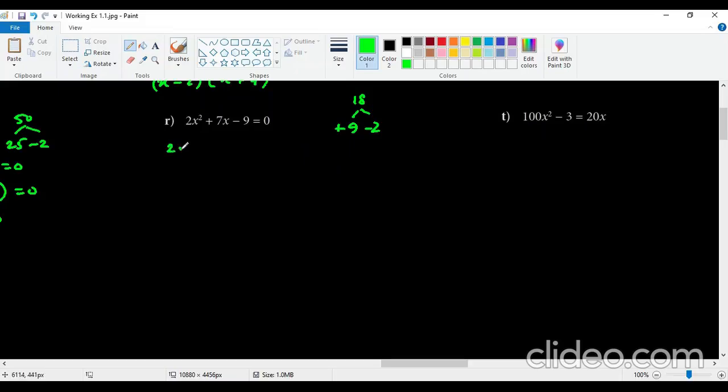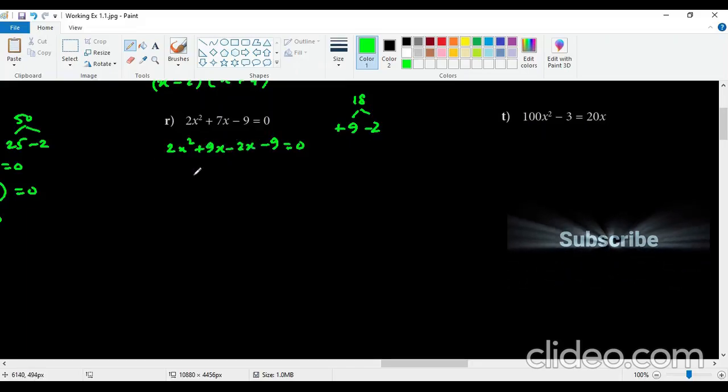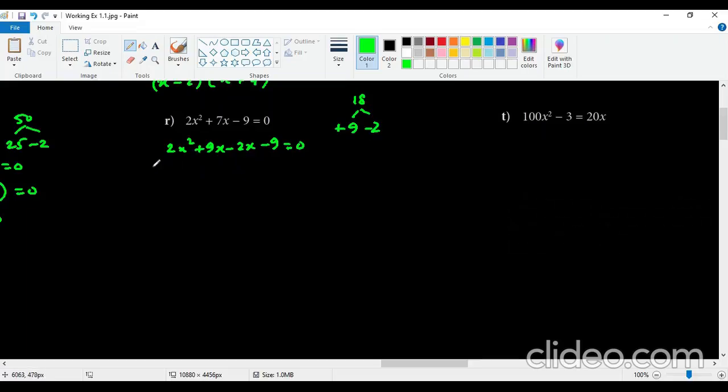2x square and minus 9 you write first, and the middle term is going to be split into two parts, plus 9x and minus 2x. In the first one, so in question number R, x is common in between, and 2x plus 9 in one bracket, and as soon as you get the first bracket, you copy down and write 2x plus 9 once again equals 0.